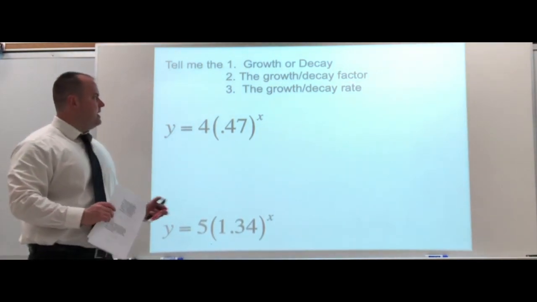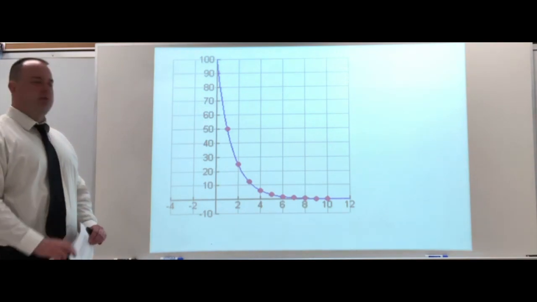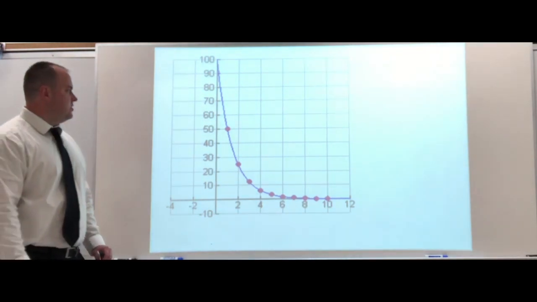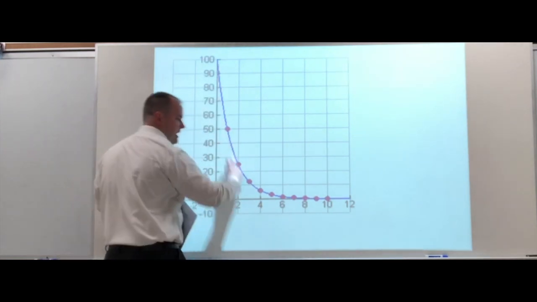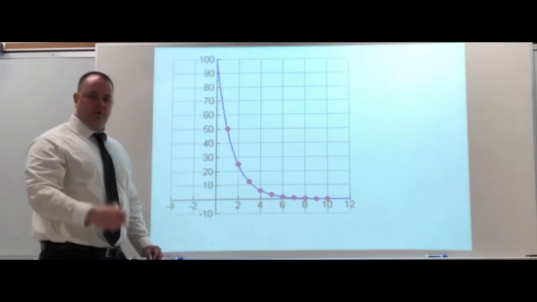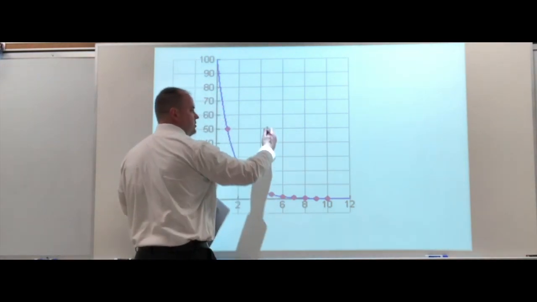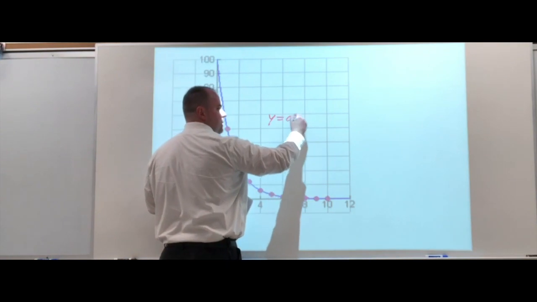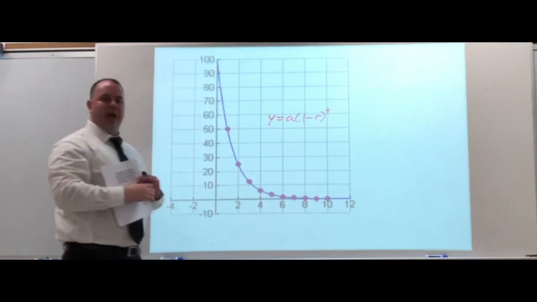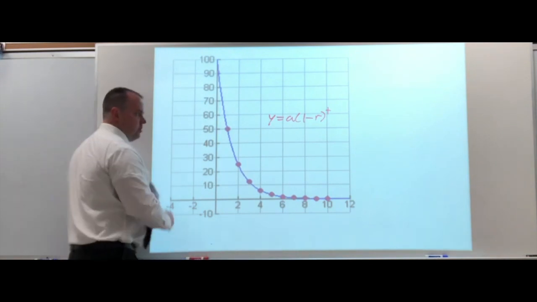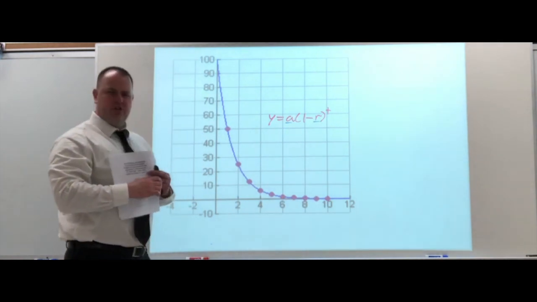And the last thing is looking at a graph. We're looking at a graph, and now we want to put together the function for this. You should be able to look at the graph, see that it starts up high and goes down, and determine, is it growth or is it decay? This one starts up high and is going down, so we know it's decay. You need to identify your A and your R. The A should be fairly easy.